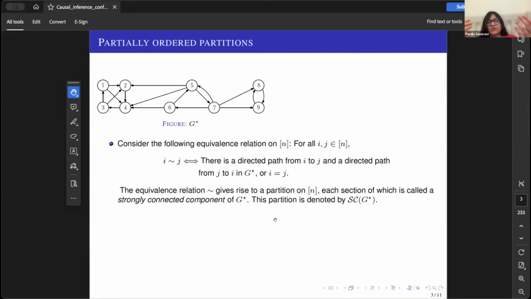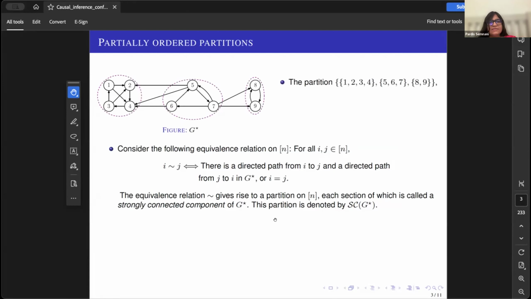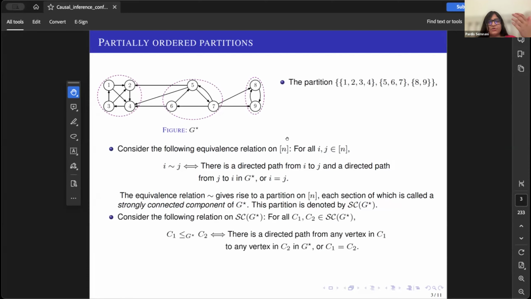So in other words, a strongly connected component would be a maximal subset of vertices of G star where every vertex in this subset can be reached from any other vertex in the subset via a directed path. So in this G star that you see here, for example, these three components are the blocks 1, 2, 3, 4, then 5, 6, 7, then 8, 9. And then in addition to this partition, I want to add a partial order.